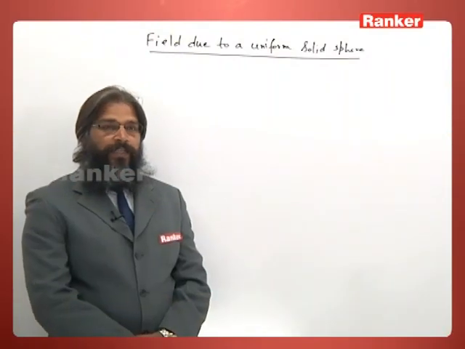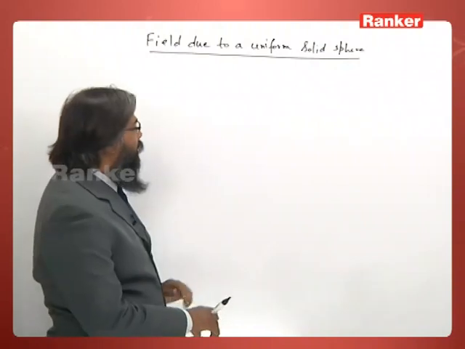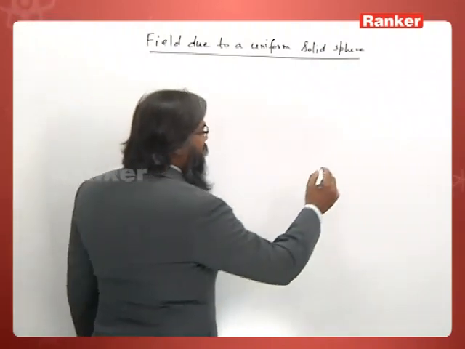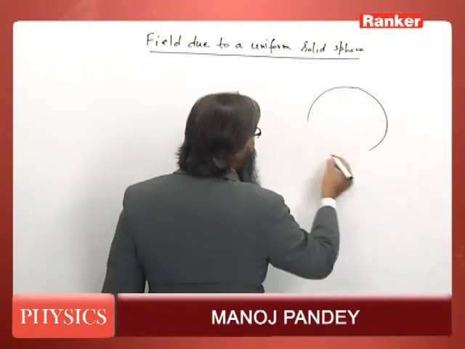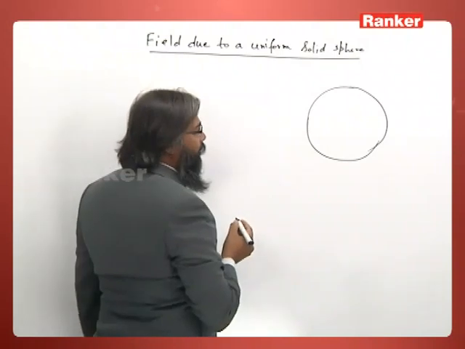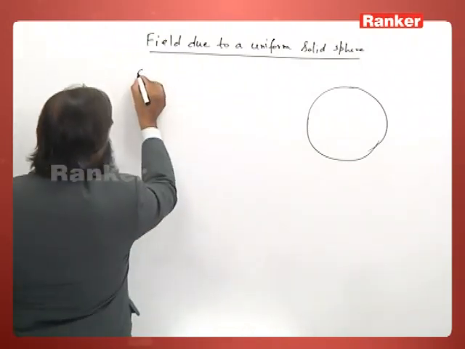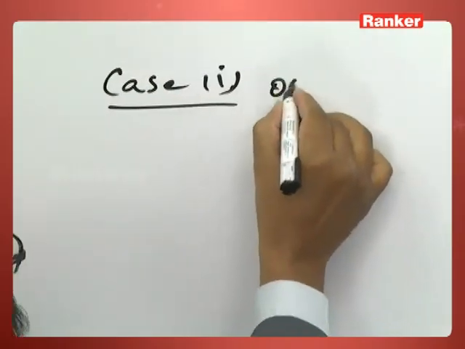So, now let us see the gravitational field due to a solid sphere. We have a solid sphere here and we wish to calculate its field at an inside point and an outside point. So, first case: outside points.